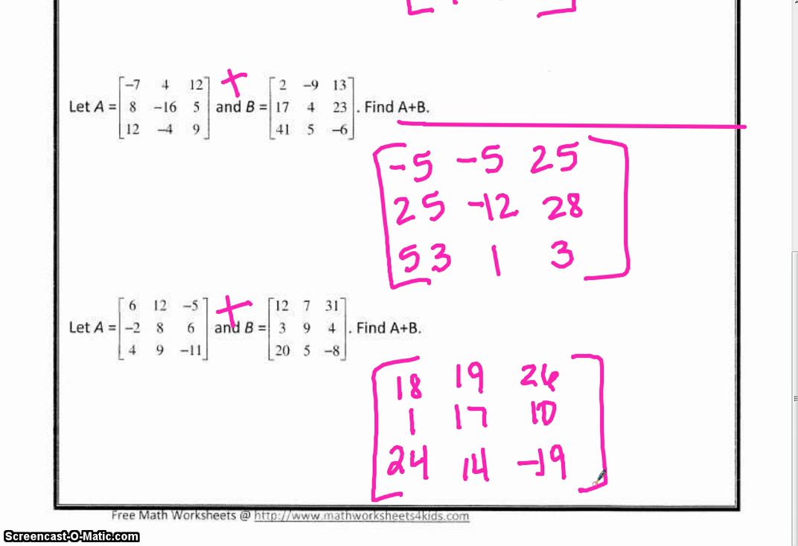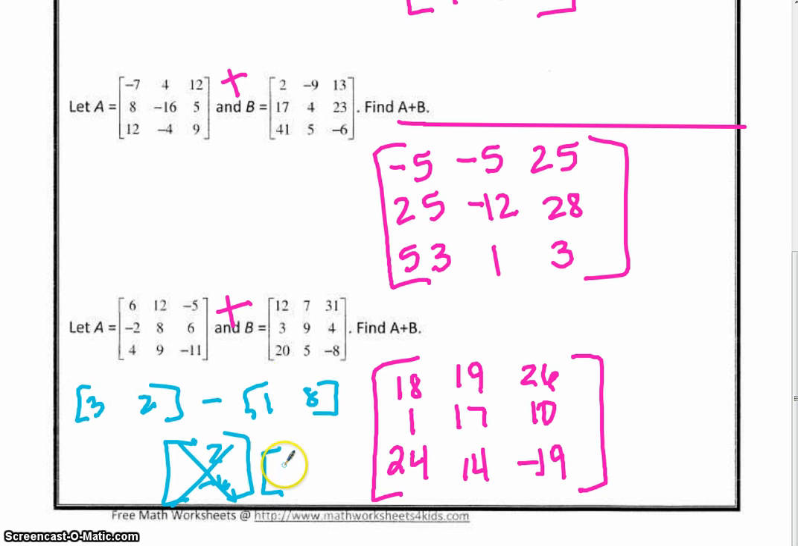Keep in mind that in order to add or subtract, your two matrices have to be the same dimensions. They're both 3 by 3. Your answer will be the same dimensions as the problem is. So don't rearrange them or rewrite them or do anything like that. If you started out with something that was 3, 2, minus 1, 8, your answer is not going to be 2, -6. See how these are going across and this is going up and down? It's not going to work that way. So 3 minus 1 is 2 and 2 minus 8 is -6, but they're still going across.